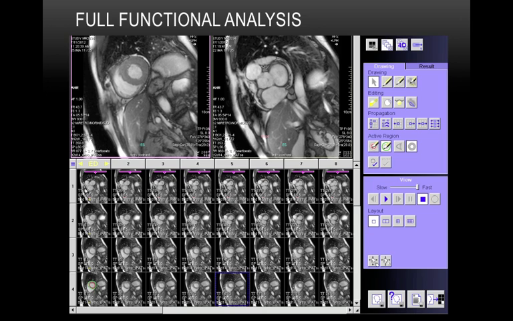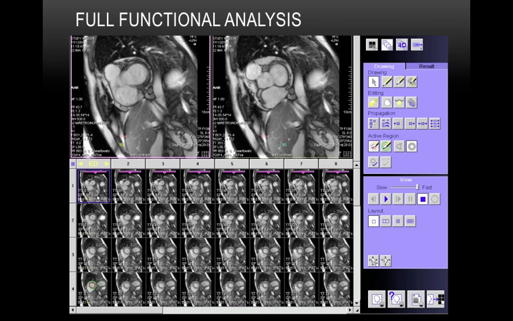So here we've loaded our functional stack, our short axis functional stack, into our software. I've already done some of the segmentation and I just want to give you a flavor here. So what you can do is find your end diastolic and your end systolic phases. Then you're going to find your base slice. So you want to find the first slice that you're going to start with.